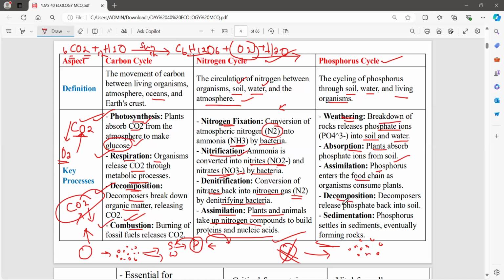Now, decomposition. Decomposition means what? After the death of an organism, accidentally or naturally, certain decomposers release these phosphates back into the soil. Initially it was taken by the plants from the soil and it entered the food chain, which means the organisms which eat these plants also take this phosphorus from the plant. After the death of that organism, it will be decomposed and once again released back into the soil. After that, it goes to sedimentation. Now the phosphorus settles in the sediments. Eventually, once again, it forms rock. So it starts from the rock and also ends as the formation of a rock. That is why we call this a cycle. That's all about the cycle.